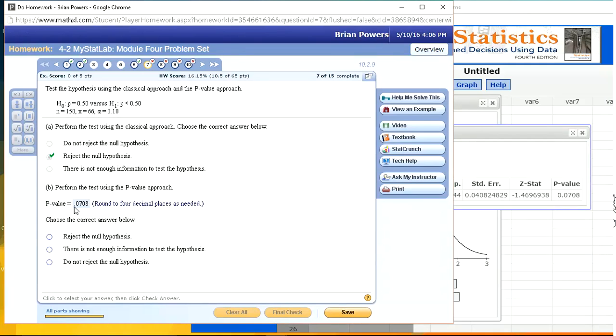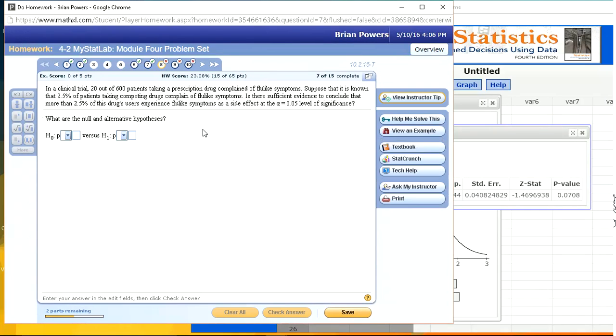So 0.078, well, that's less than 0.10, and that's enough for us. We reject. Okay, that's great. Let's go on.